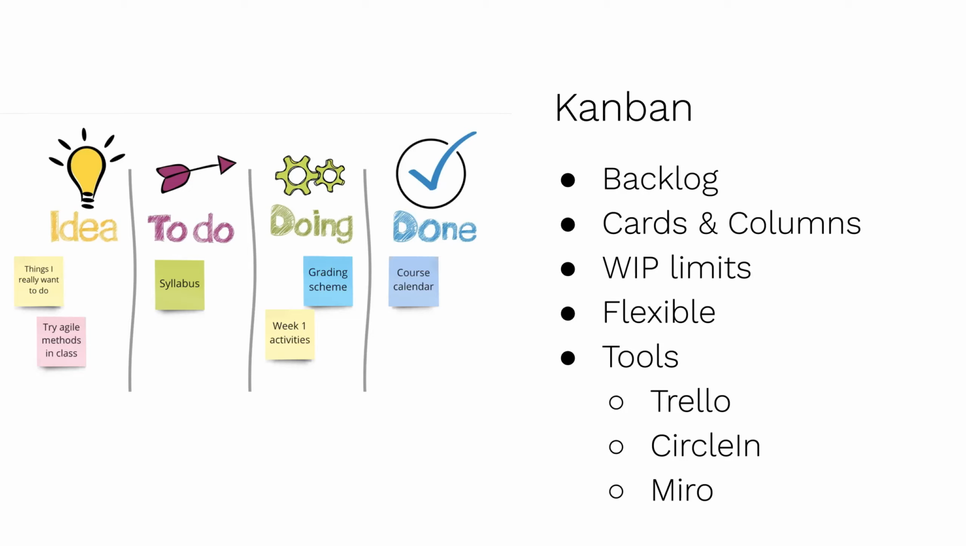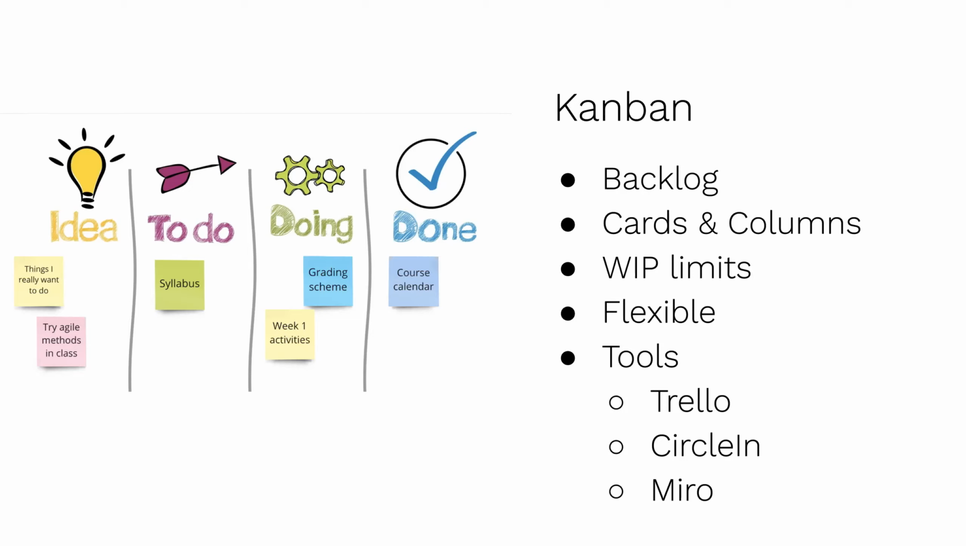And if you want to use a board like this to organize your time, then you often want to put a work in progress limit so that you don't end up with too many things in the doing column. You want to make sure that you're reducing the amount of time of things that go from to do to done, right? So that time period you want to reduce as much as possible. So you want to only have a few things in the doing column at one time.